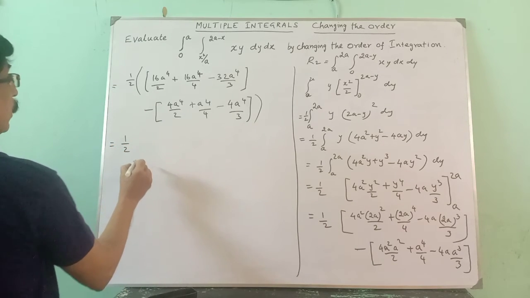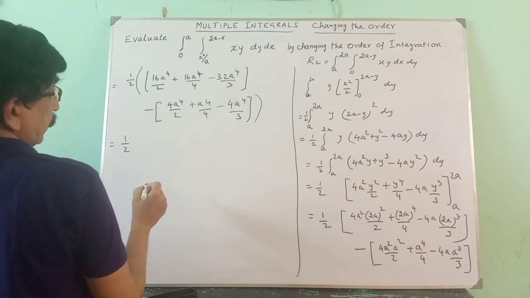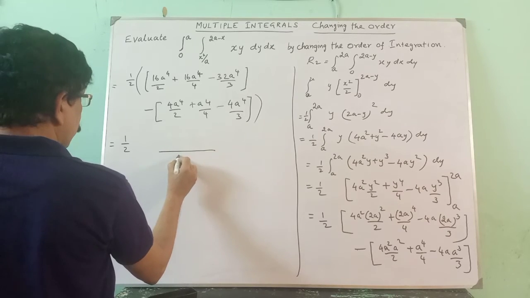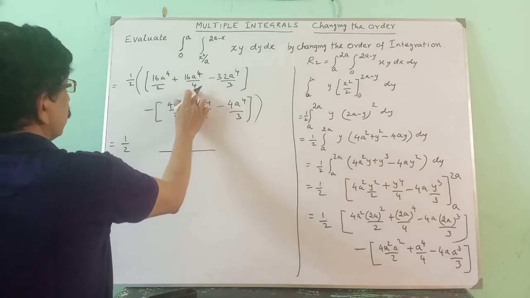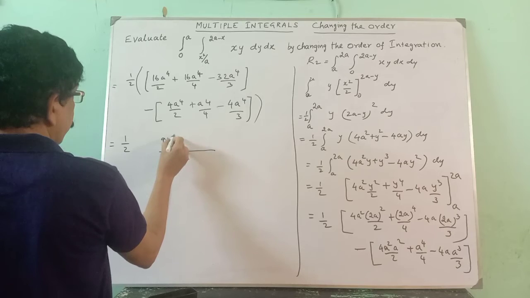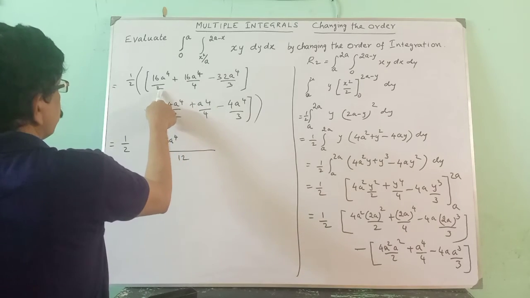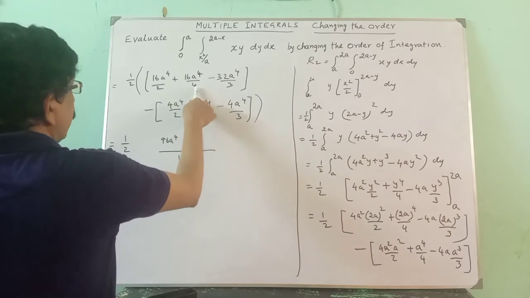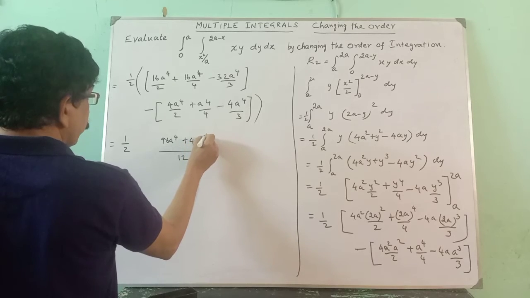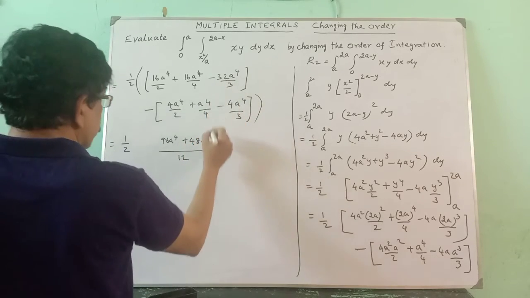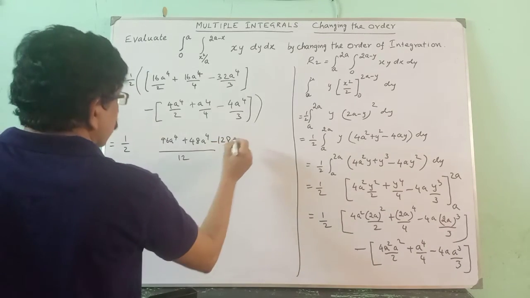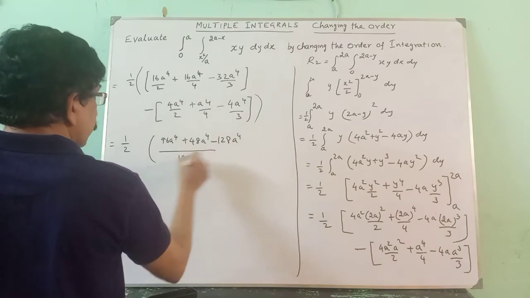One by 2 common. First we take the LCM, 12 is the common LCM. 12 is common: 6 times, 3 times, 4 times. 6 times 16 is 96 a power 4. 6 2s are 12, 6 times. 3 times, 3 4s are 12, 3 into 16 is 48 a power 4. 4 3s are 12, 4 times 32 is 128 a power 4.